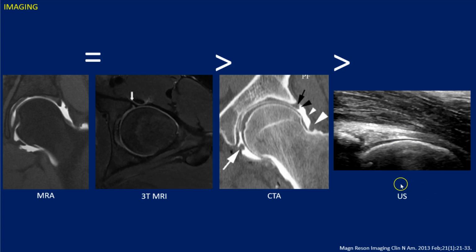So ultrasound has intermediate sensitivity and specificity compared to CT and MR for the diagnosis of labral tear. If it's your only imaging modality, you may get lucky if the tear is in the right spot and if the patient has the appropriate body habitus. But it should not be your mainstay or gold standard imaging for acetabular labral tear.